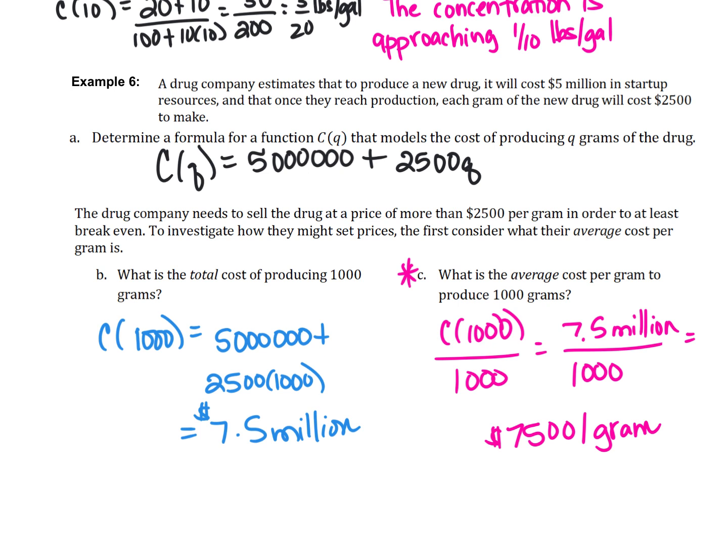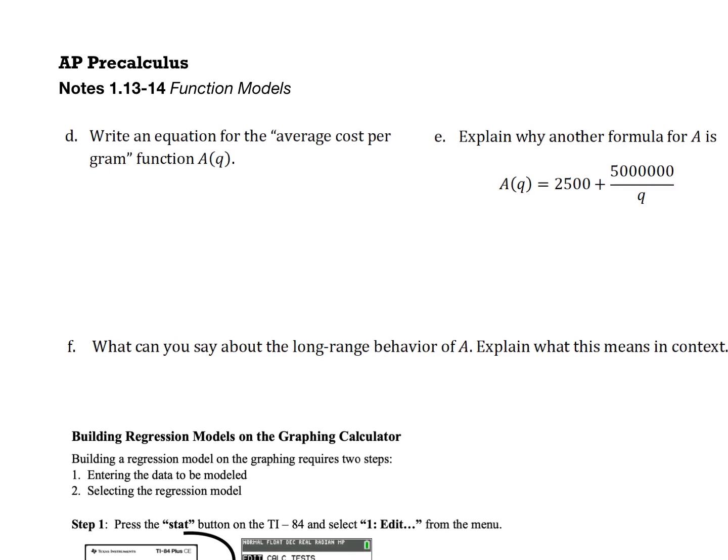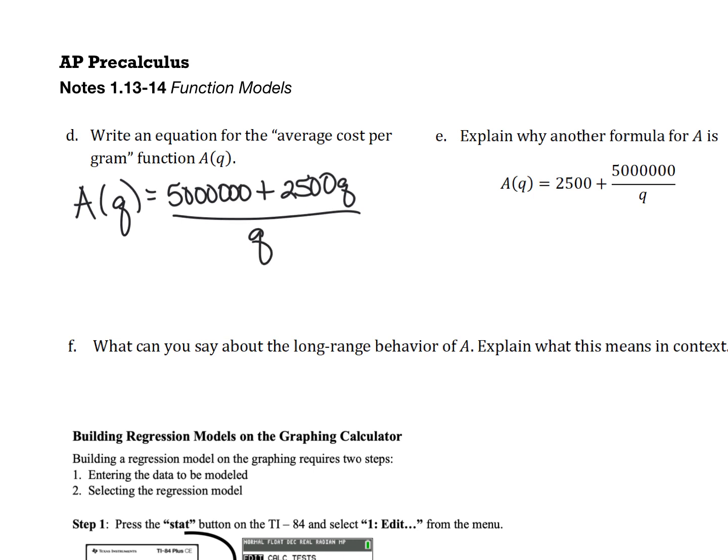We took the cost at a certain value, and then we divided it by that number of grams. And so if we want to write our average cost function, we literally just take our original equation, which was 5 million plus 2,500, and we divided it by how many grams we put in there. Okay, that was our equation. It's what we did.